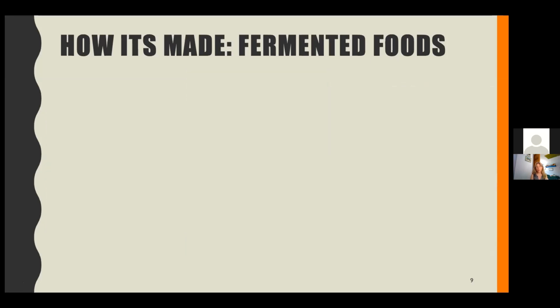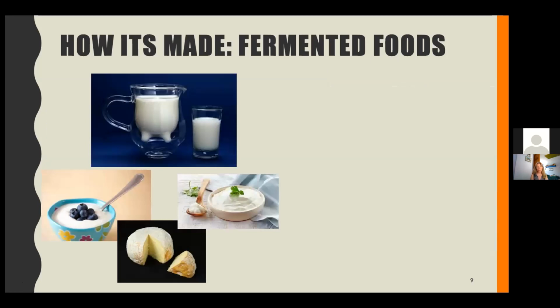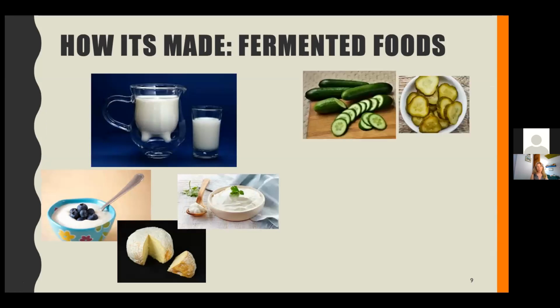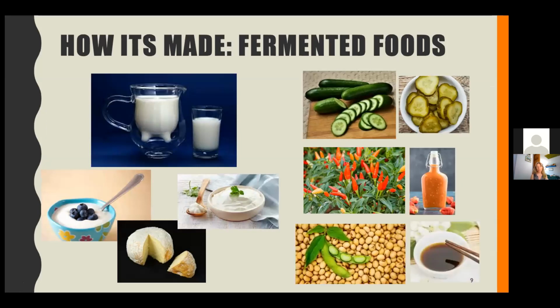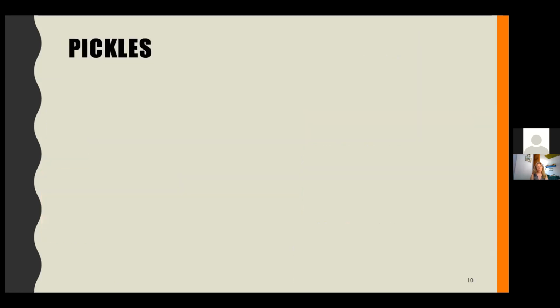So the foods that you can ferment range from milk, which you can get yogurt, cheese, and sour cream from, 3 totally different products. You can turn cucumbers into pickles, peppers into hot sauce, and soybeans into soy sauce. So there's very obviously a very big range here, and we'll talk a bit about all of these.